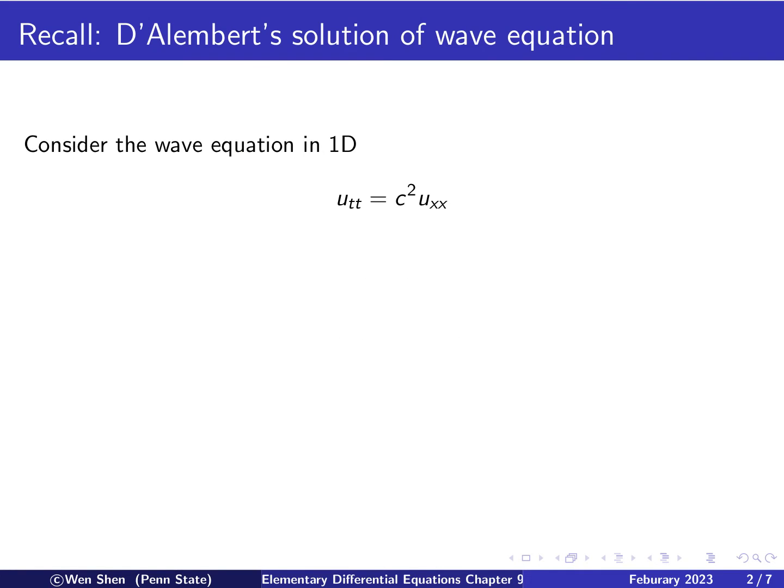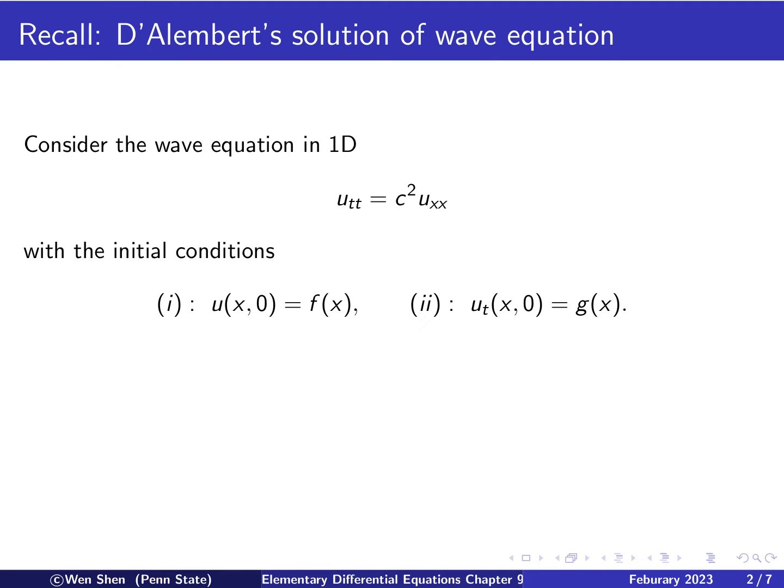In the previous video we derived the D'Alembert solution for the wave equation, so let's recall that. This is the wave equation in 1D, and we are assigned two initial conditions. At t equals 0, u is given as f of x, and u sub t is given as g of x.